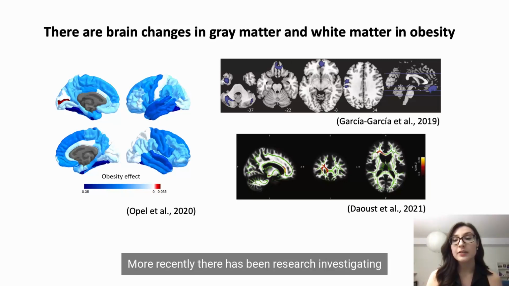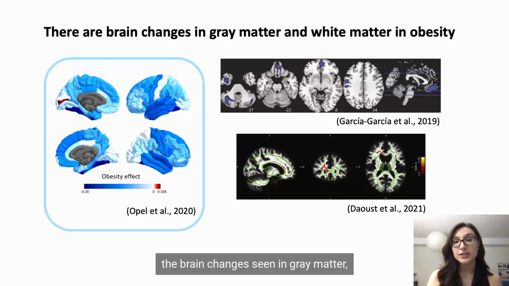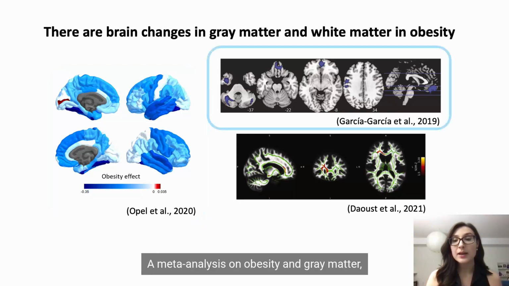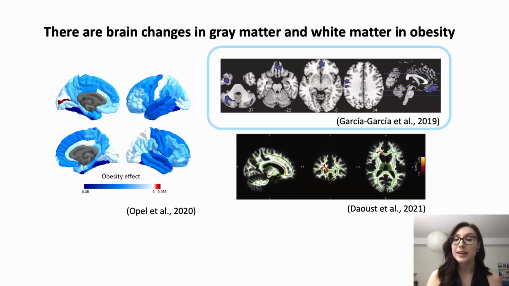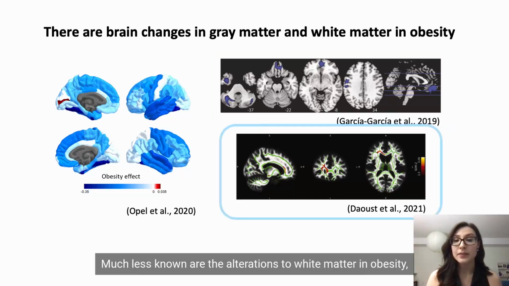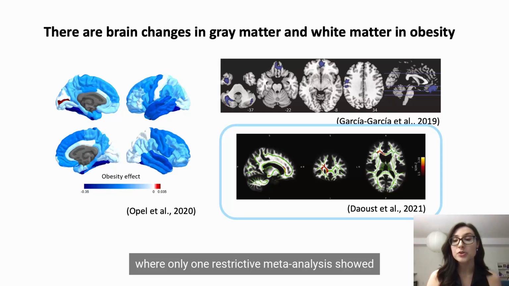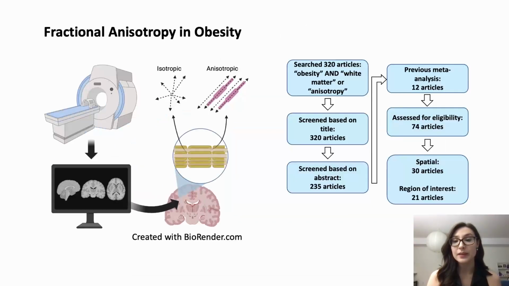More recently, there has been research investigating the brain changes seen in gray matter, where there are widespread alterations. A meta-analysis on obesity and gray matter again showed diffuse brain changes. Much less known are the alterations to white matter and obesity, where only one restrictive meta-analysis showed localized changes to the genu of the corpus callosum.